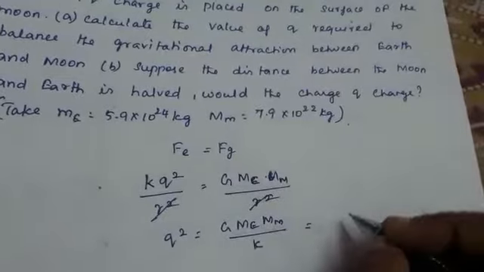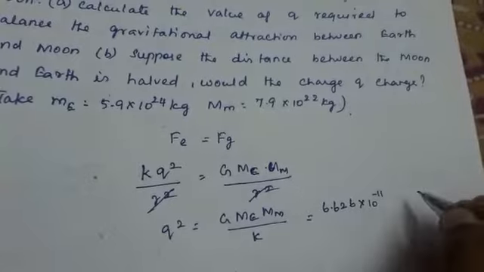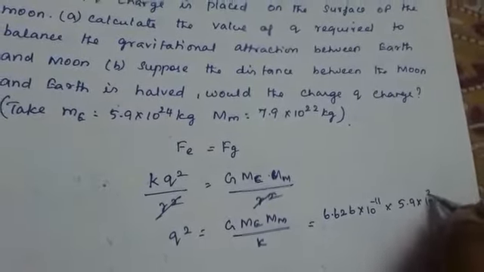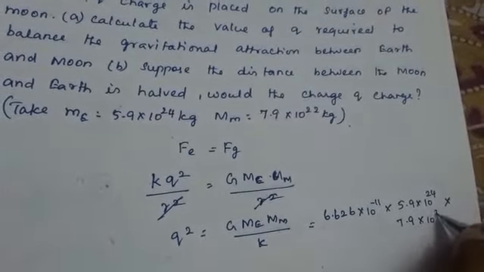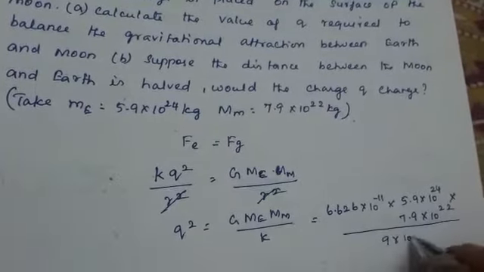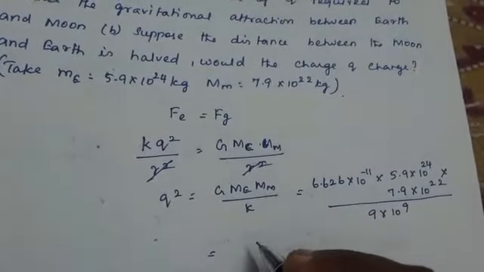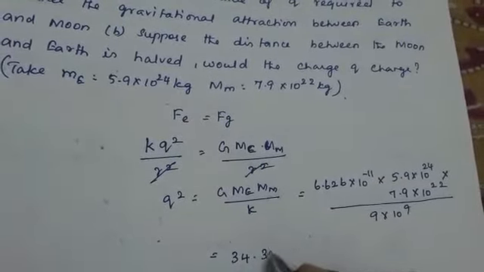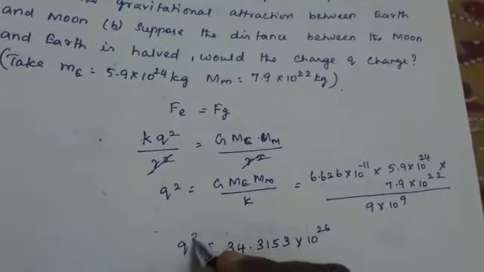Now we'll substitute here. What is the value for G? G value is gravitational constant, that is 6.626 into 10 raised to minus 11. Mass of Earth is given in the problem as 5.9 into 10 raised to 24. And mass of moon is given as 7.9 into 10 raised to 22, divided by what is the value of K? 9 into 10 raised to 9. If you multiply all these values, what will you get here? Multiply and divide. What you will get here is 34.3153 into 10 raised to 26. This is the value you will get for Q square.